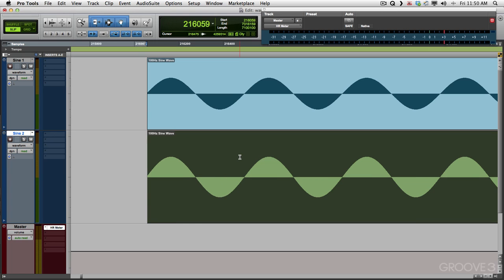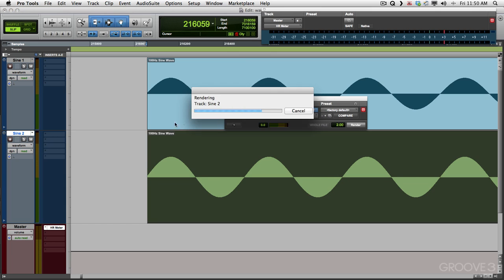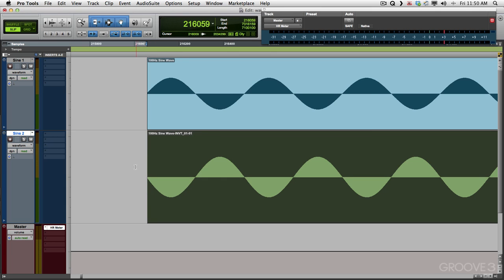Or we could invert it. So now it's like this, and this will also cancel. Except there's no phase shift. There's no space between here and here. They both start at the same point.